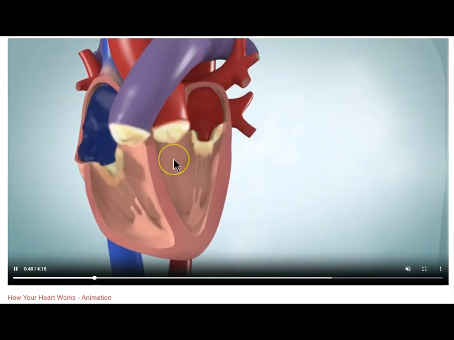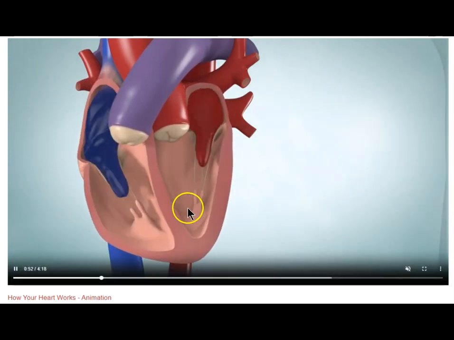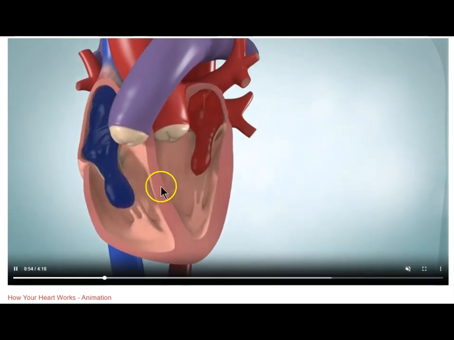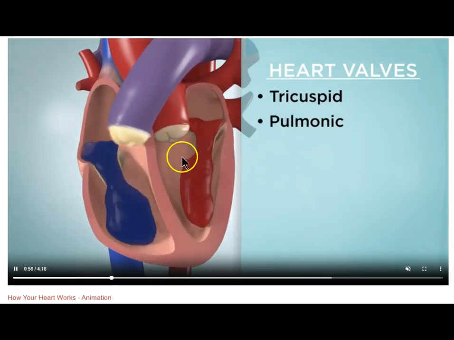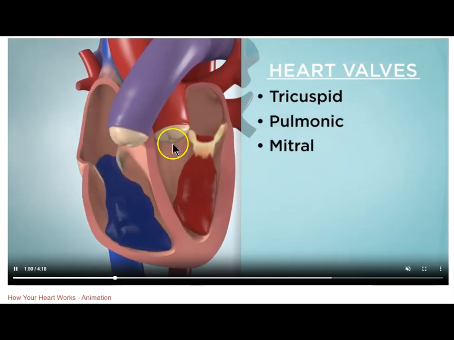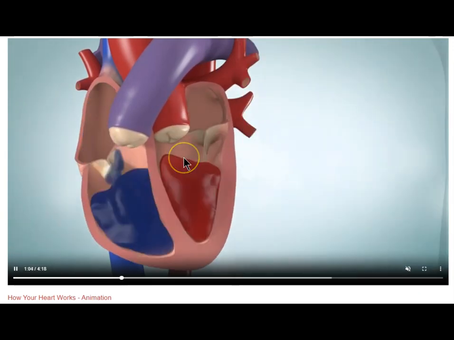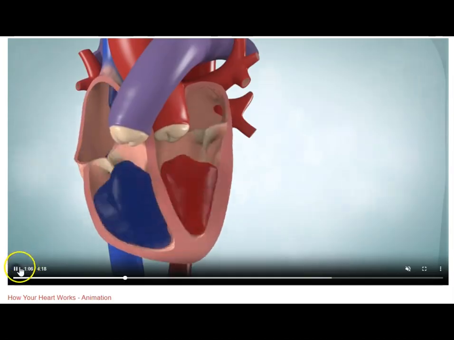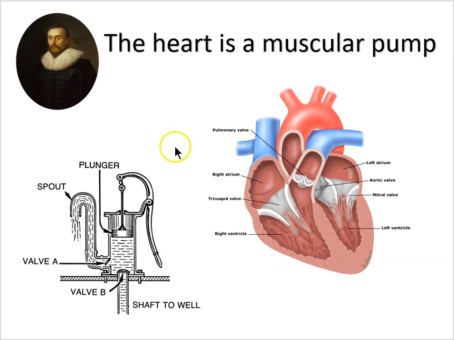Now, when Harvey removed an animal's heart and it began to die, it beat more slowly so he could better see what these ventricles were doing. They were contracting, and so that's going to be forcing the blood out of the ventricle. There are these one-way valves that prevent blood from going the other way. So notice then, while Galen had the furnace metaphor for the heart, Harvey introduces the modern metaphor. The heart is a muscular pump.